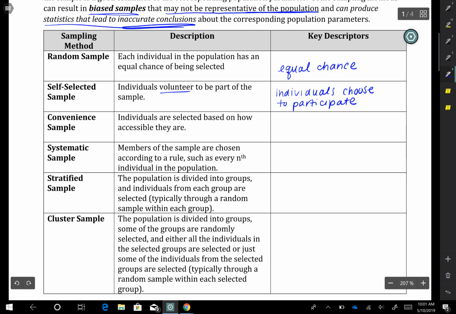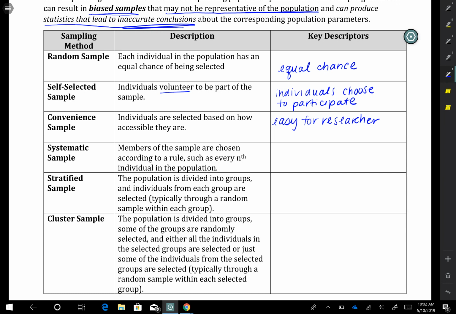Okay. We also have a convenience sample. Individuals are selected based on how accessible they are. This means convenience for the person who's doing the study. So let's just say this is easy for the researcher. So my example of just asking high school students their age would be very convenient for me if I was doing the research because I'm around high school kids all day long.